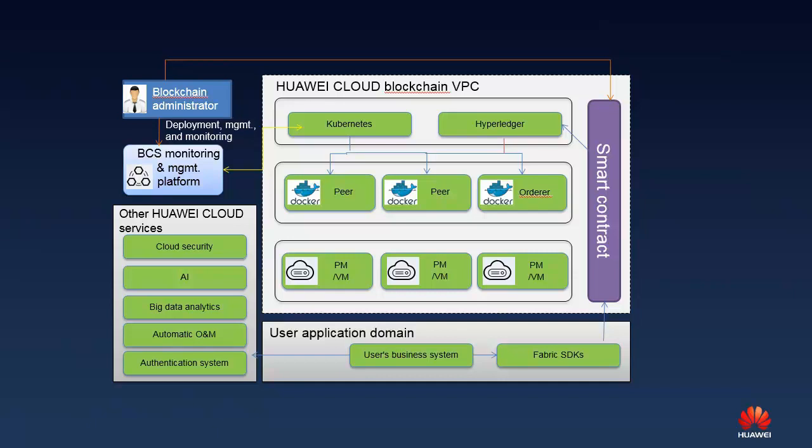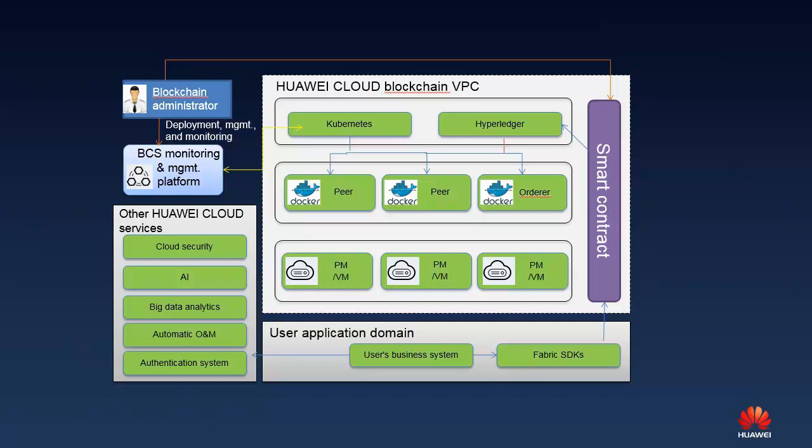User applications integrated with SDKs can use public network IP addresses to access smart contracts. After smart contracts are triggered and transactions occur, ledgers are updated. So, we also need EIPs and local storage services.